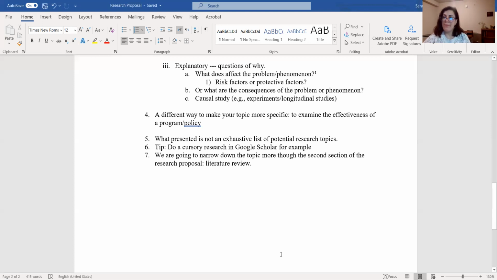And also, this first step is just the introduction of your research proposal. In the future, in the second section of the research proposal, which is the literature review, we are going to narrow down the topic more. And that literature review, the second section, will help us to get a very unique research question that nobody has studied in the past. I'll talk about this part hopefully in the future.